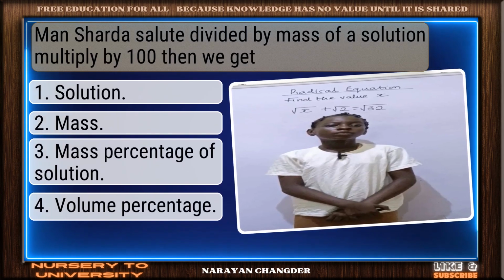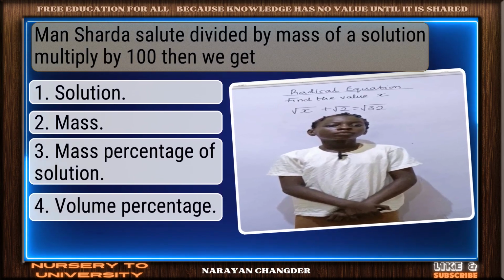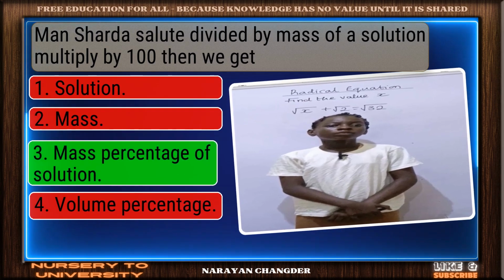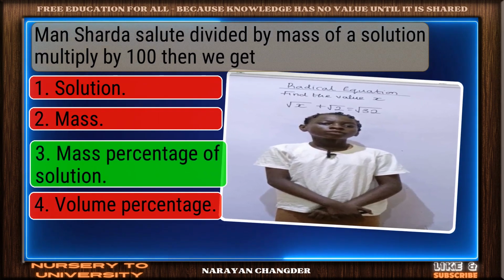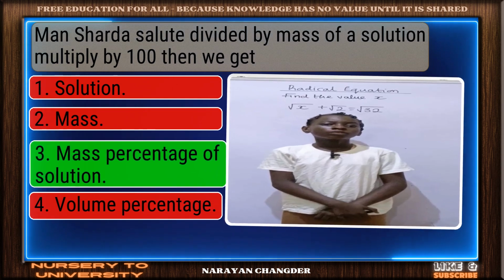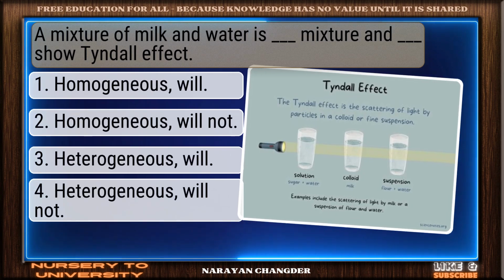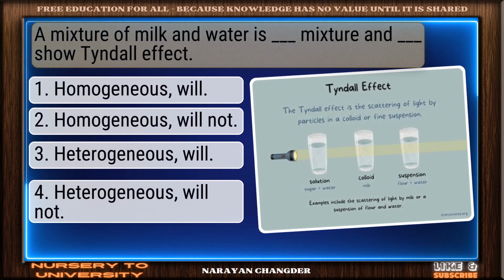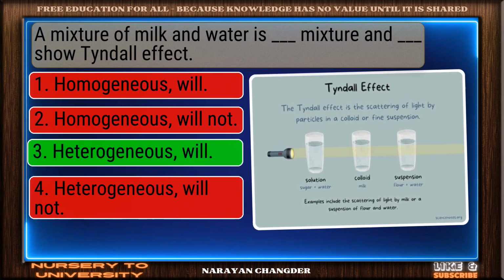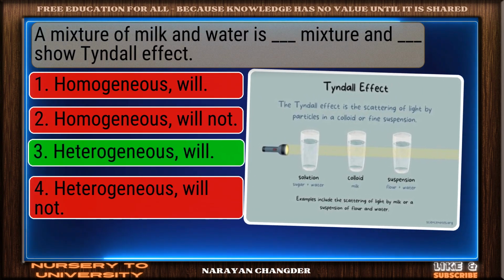Question number 85. Mass of a solute divided by mass of a solution multiplied by 100, then we get? Correct response. Mass percentage of solution is the most accurate answer. Question number 86. A mixture of milk and water is dash mixture and dash show Tyndall effect. Sharp thinking. Heterogeneous, well, is the right choice.